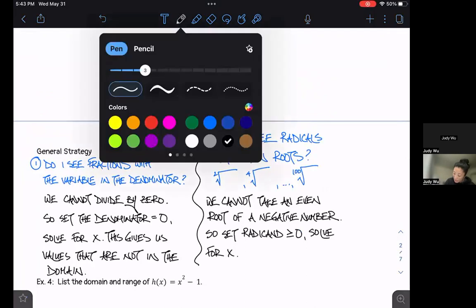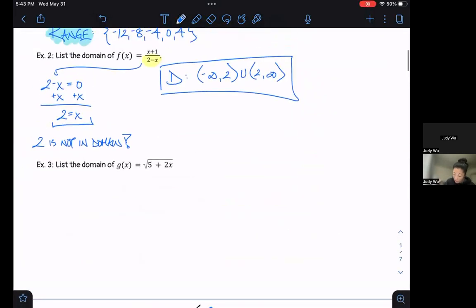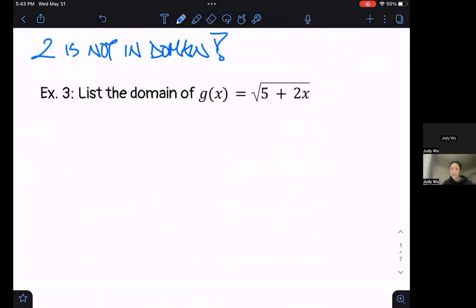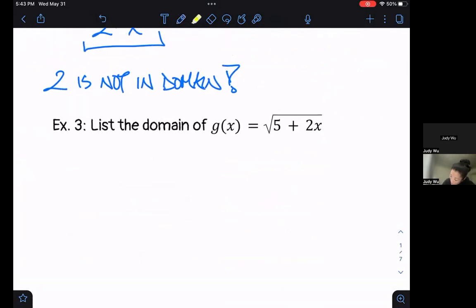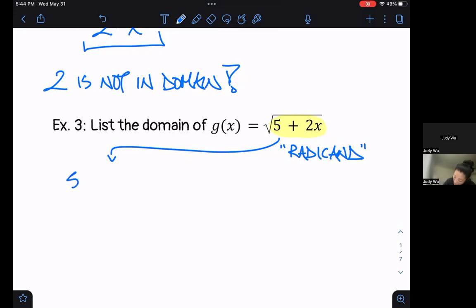Well, knowing that, let's go back to our example 3. Right? We said example 3 was not like example 2. It did not have the fraction with the variable on the bottom. And so since we notice that we've got a square root here, we can actually take this radicand. So this in the yellow is what we call the radicand, right? It is the thing inside the square root. We take that, 5 plus 2x, and we make it greater than or equal to 0. And from here, we solve for x.